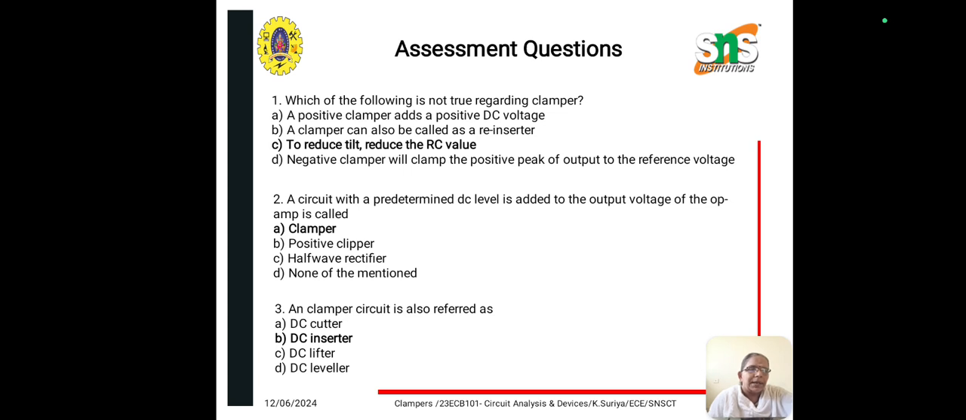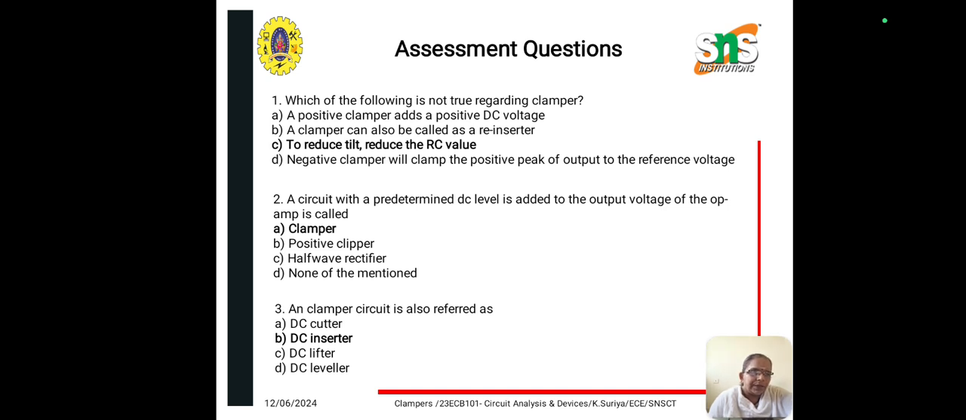So we'll take up some assessment questions. Which of the following is not true regarding clampers? A positive clamper adds a positive DC voltage. A clamper can also be called a reinserter. To reduce tilt, reduce the RC value. Negative clamper will clamp the positive peak of the output to the reference voltage. Yes, the answer is: to reduce tilt, reduce the RC value.